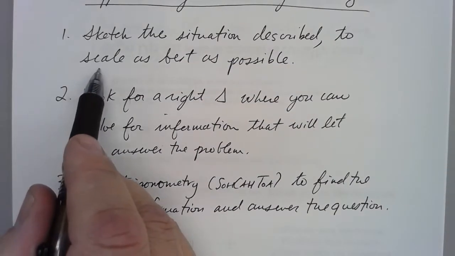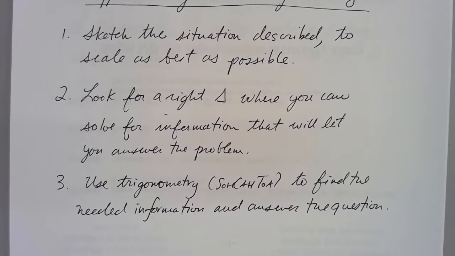And what this means is if you have two lengths, they should be proportionate to one another. So if you have a 10-foot length and a 5-foot length, the 10-foot length should try to look twice as long as the 5-foot length. And as best as you can, make angles look correct as well, without going to the extent of getting out a protractor and measuring them.